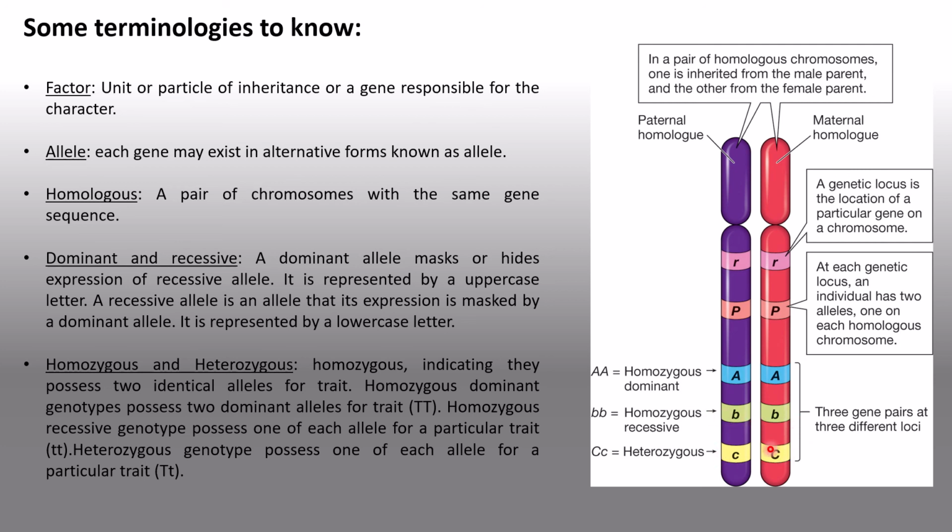Whereas in this particular pair of genes, one is dominant and one is recessive. In that case, they are not alike, though they hold the characteristics for a particular trait. They are not the same. One is dominant, one is recessive, so they are called heterozygous.